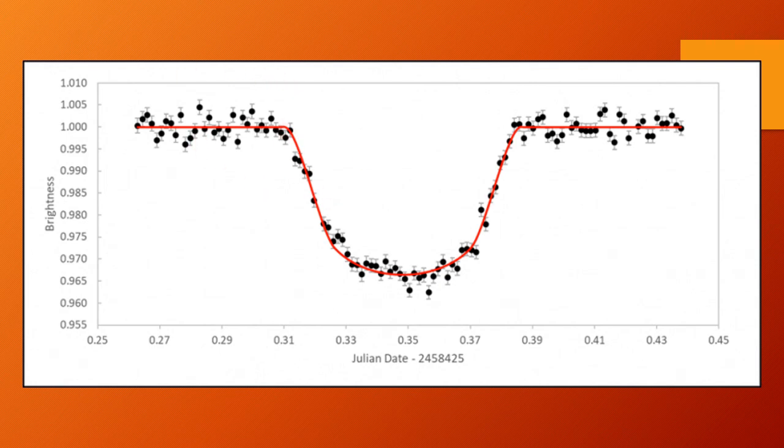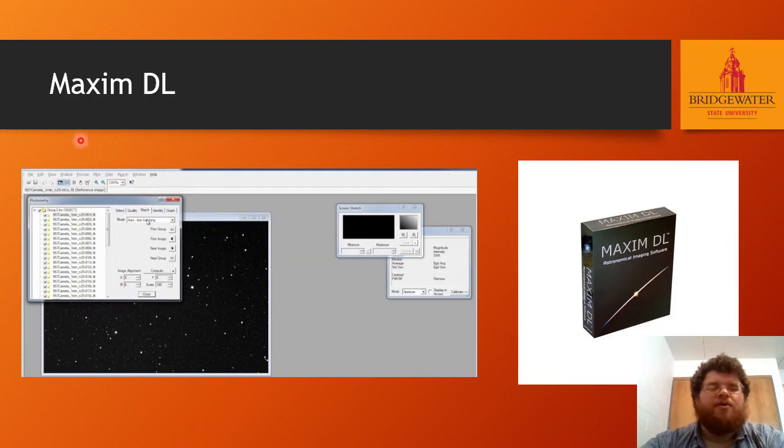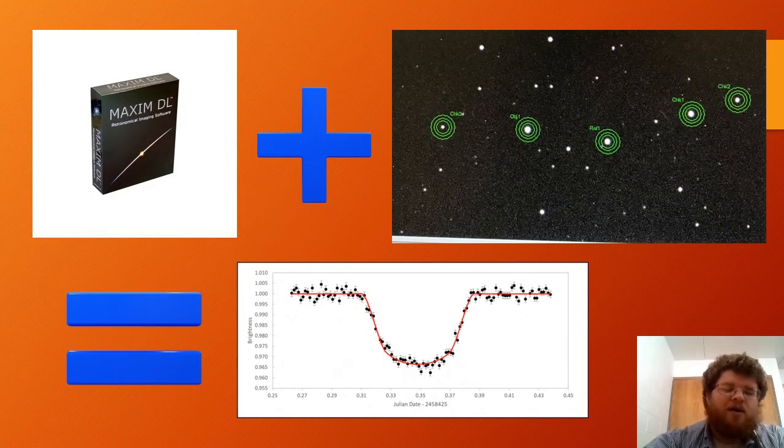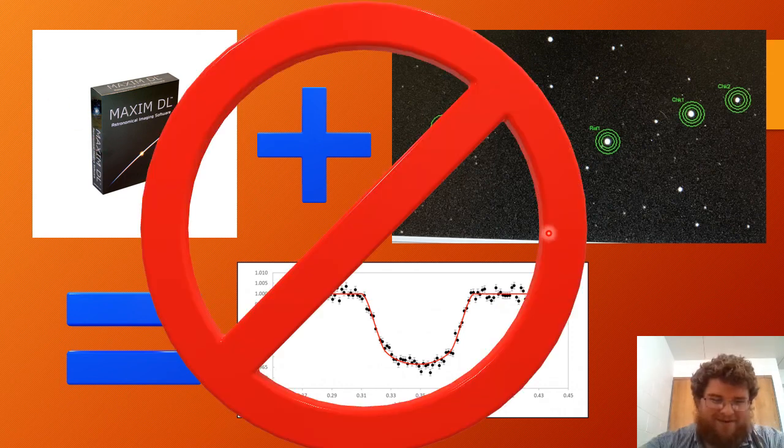So here at BSU, we use this software called MaximDL for data analysis, particularly for astronomy, since it is an astronomy software. This is what it looks like when you open up the software, and this is what the software looks like as advertised on basically websites. So typically with MaximDL, you're able to do photometry pretty well and get these nice transits. It's pretty good, but however, this semester it did not work.